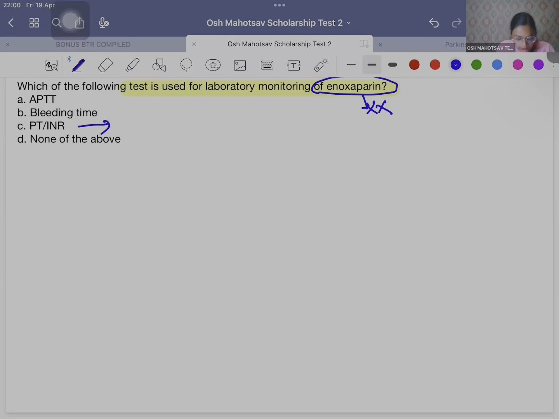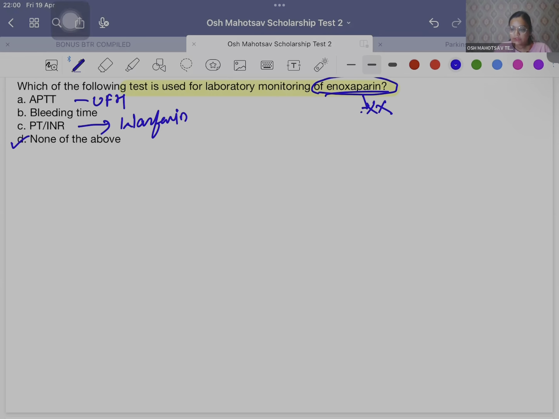So the APTT is used for unfractionated heparin. Okay, this PT or INR we are using for warfarin toxicity. Okay, so for this the answer is none of the above, because enoxaparin is low molecular weight heparin and doesn't have more side effects, so we are not monitoring routinely.